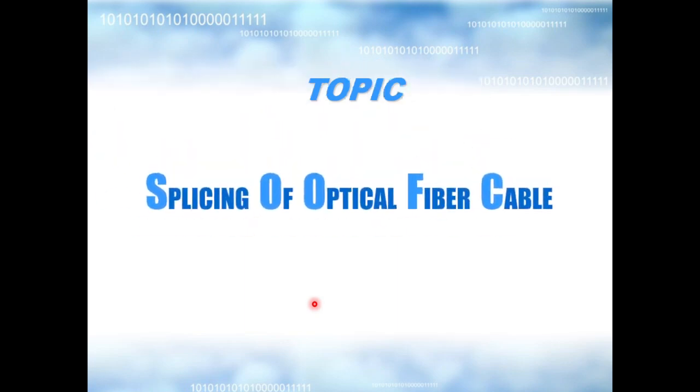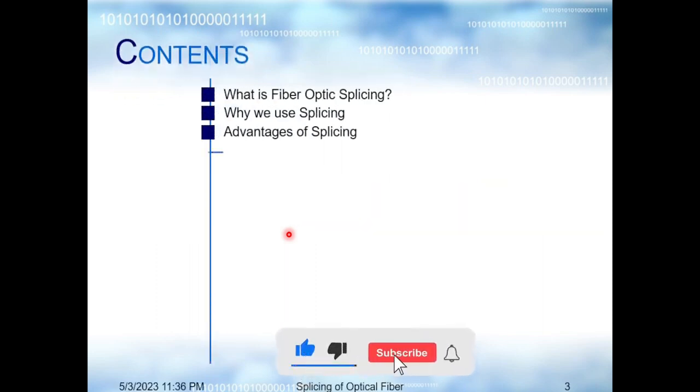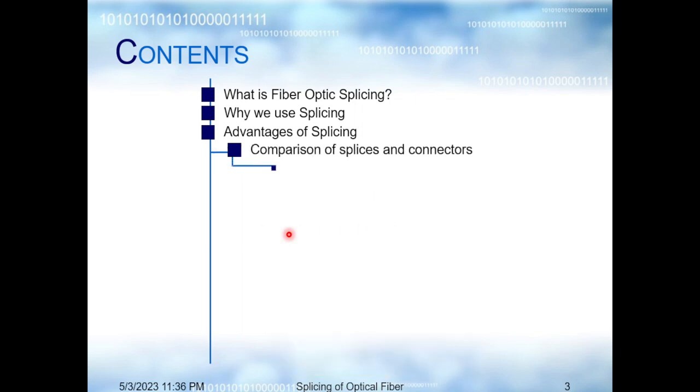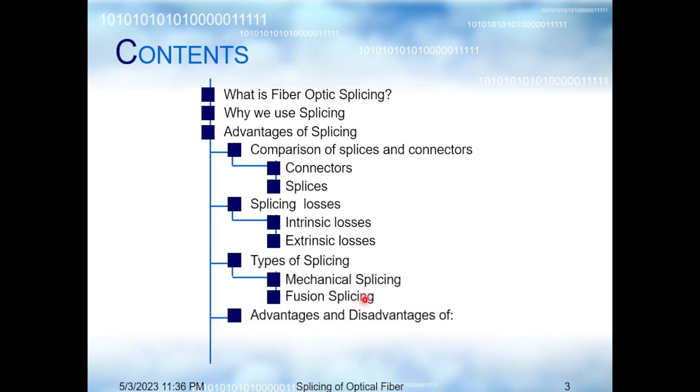Today our topic is splicing of optical fiber cable. Let's move to the contents. What is fiber optic splicing? Why we use splicing? Advantages of splicing, comparisons, connectors, splices, splicing losses. What are the losses? And types of splicing. Two types: mechanical splicing, fusion splicing. Advantages and disadvantages of splicing.